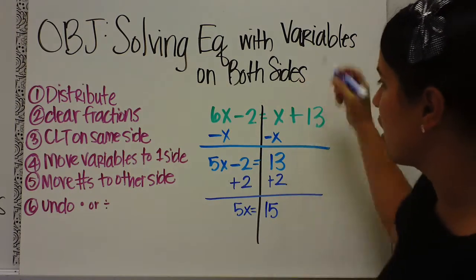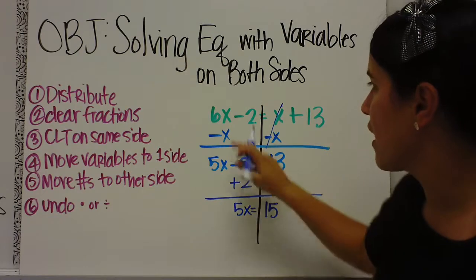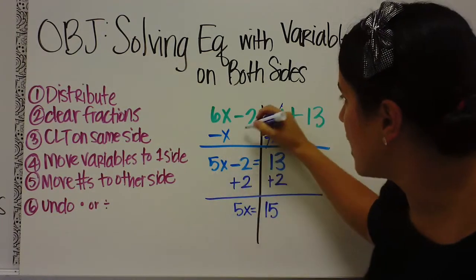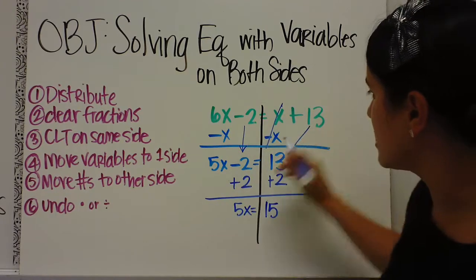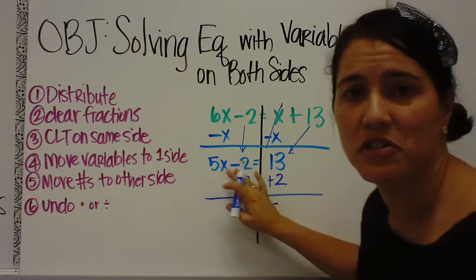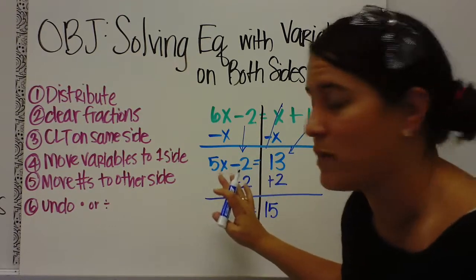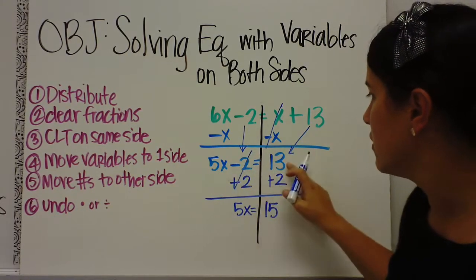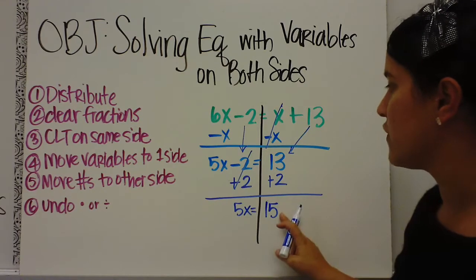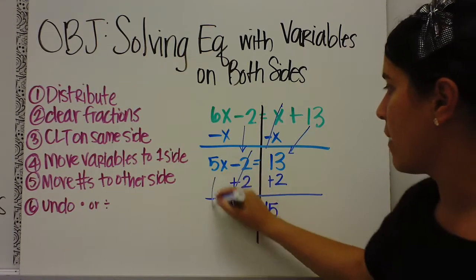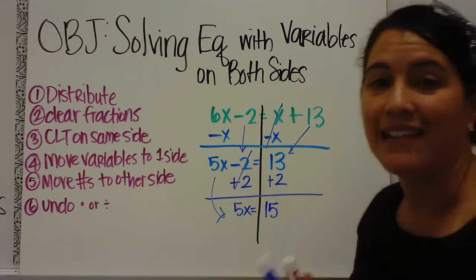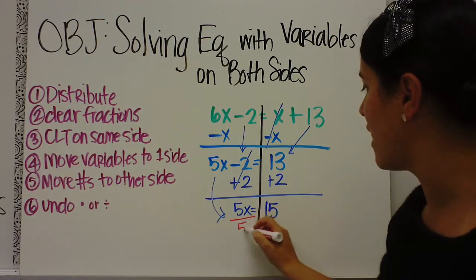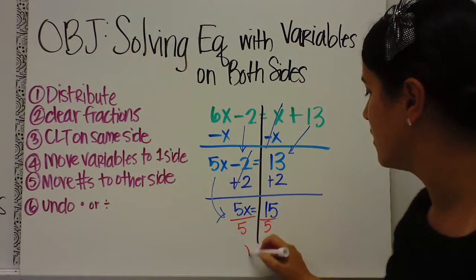X minus x is going to be 0. 6x minus x is 5x. Then I brought down my minus 2 and my 13. 5x minus 2 equals 13. Now I have a normal two-step equation. I did -2 plus 2. 13 plus 2 is 15. And then I brought my 5x over. My last step is I'm going to undo my multiplication or my division. So I'm going to divide both sides by 5.